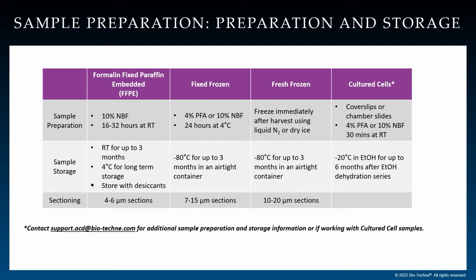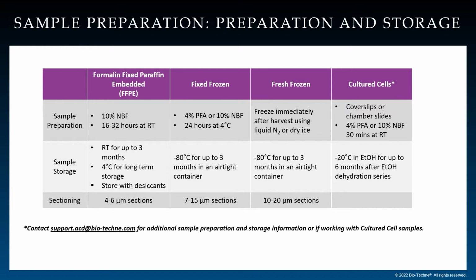Fixed frozen samples should be fixed for 24 hours at 4 degrees Celsius with either 4% paraformaldehyde or 10% NBF. These samples can be stored at -80 for up to 3 months in an airtight container, and they should be sectioned to 7 to 15 microns. Fresh frozen samples should be snap frozen immediately after harvest. They can also be stored at -80 degrees Celsius for up to 3 months in an airtight container. Fresh frozen sections should be 10 to 20 microns thick.